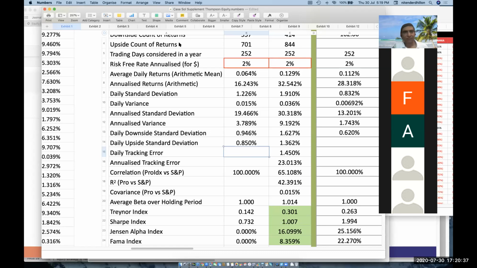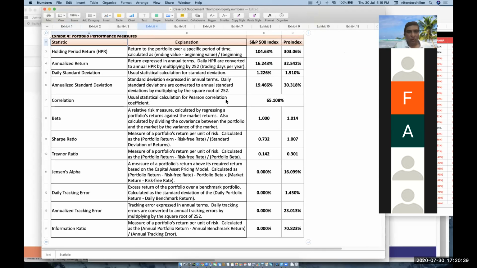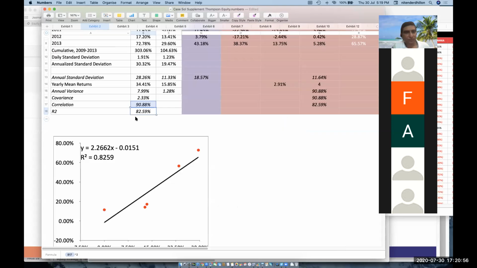Okay, let's move ahead. So we are good up to here. Correlation is done. Let's come to beta. Anji, what does beta 1.014 mean? How the portfolio is changing in response to the changes in the market. So make a sentence with 1.014.